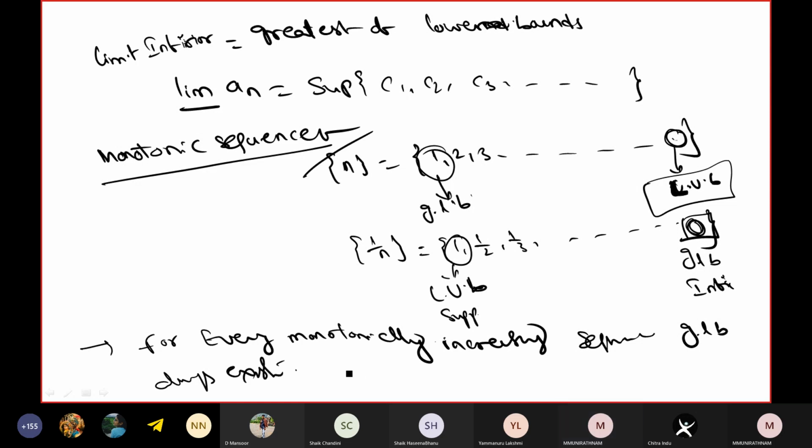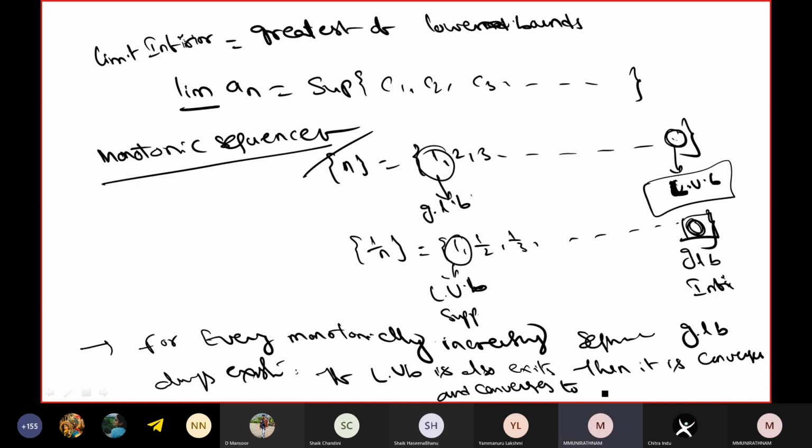If the LUB also exists, then it converges, and converges to the limit superior.